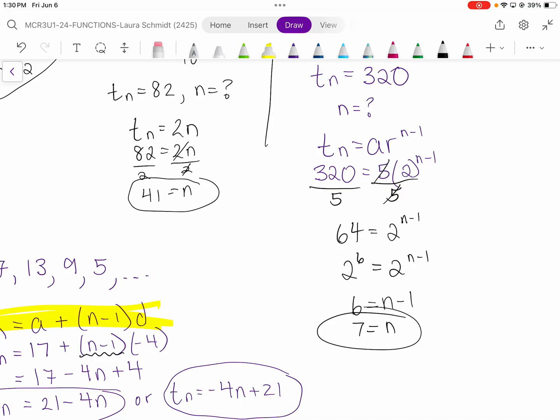All right, and that's all you have to know about sequences. And then there's only one more thing to learn, and it's series. And series are just sums of sequences. They're like when you add all the sequences together.